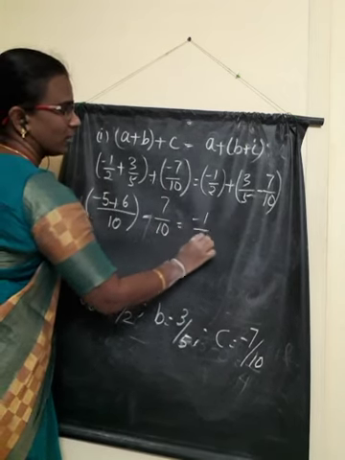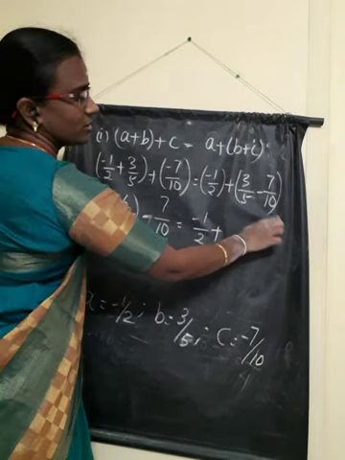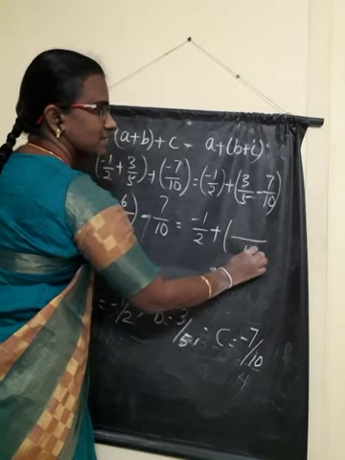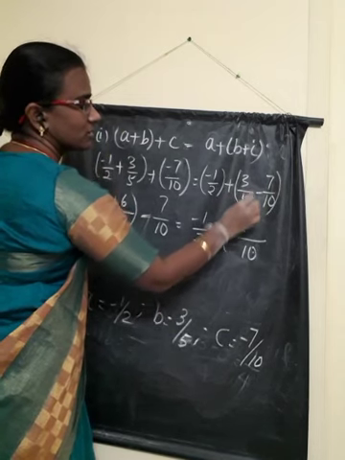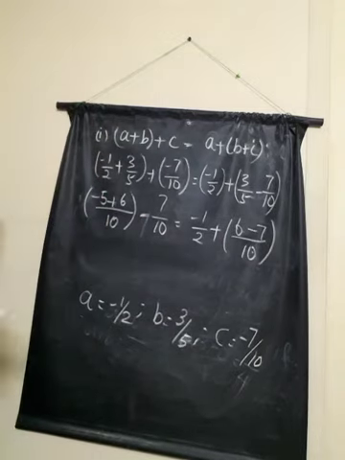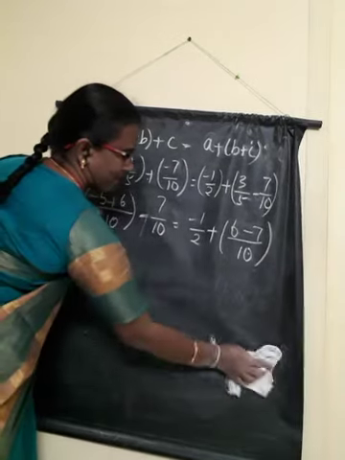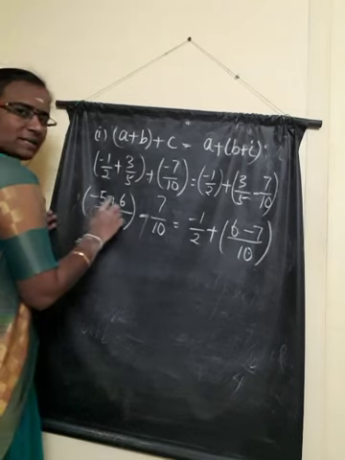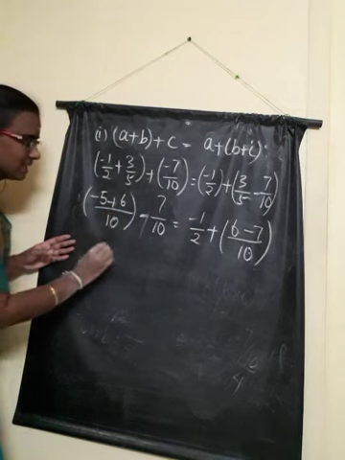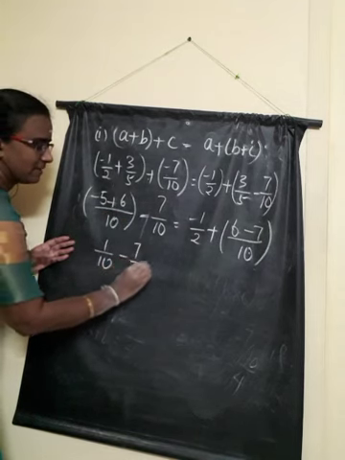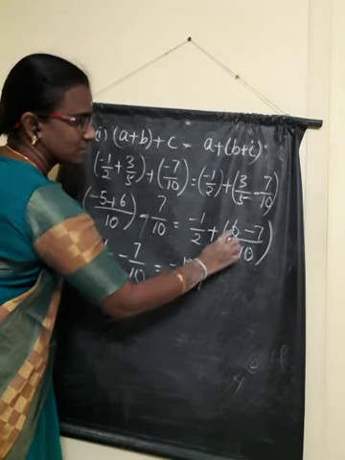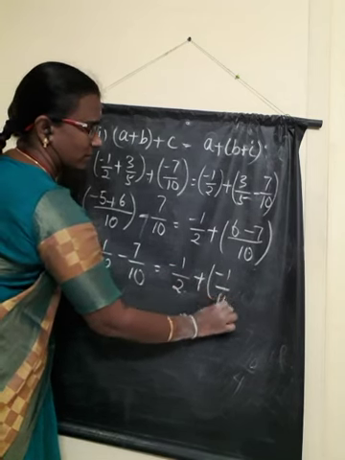Here also the denominators are not the same. So for 5 comma 10 take 10 as the LCM. So 5 2s are 10, 3 2s are 6, minus 7. Here one is a minus sign and the other is a plus sign, so you have to add: minus 5 plus 6, the answer is 1 by 10, minus 7 by 10. Here minus 1 by 2 plus 6 minus 1 by 10.